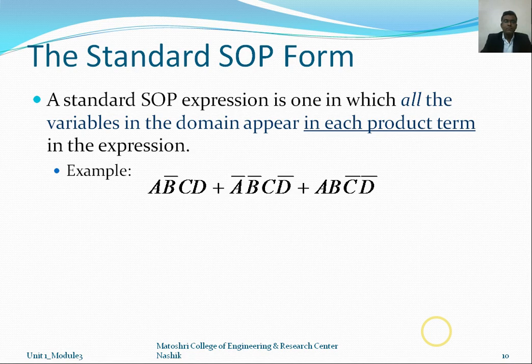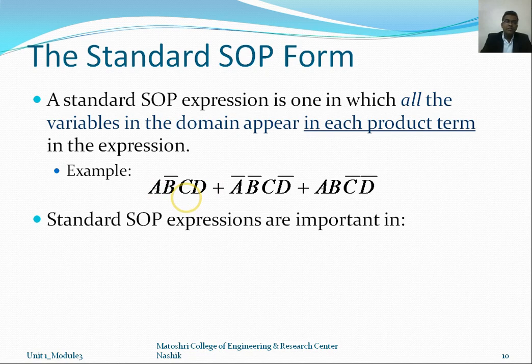For example, we are taking three product terms, A, B, C, D. In the second product term, the variables ABCD are available. In the third product term, ABC bar D bar is available. Whether the variable is in complemented or non-complemented form, the presence of the variable in each product term is necessary in order to define the standard SOP form. The standard SOP is nothing but all the variables present in each and every product term.